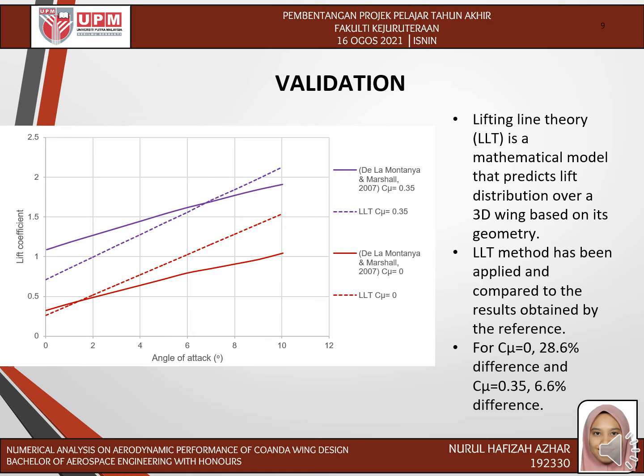The LLT method has been applied and compared to the results obtained by the reference. Based on this graph, it can be seen that there are some differences between the LLT method and the reference. For the first case, the red one, it has about 28.6% error, while for the second case, the purple one, it has about 6.6% error. Nevertheless, it is still valid that the LLT method can be used to analyze simple data for Coanda wing design.